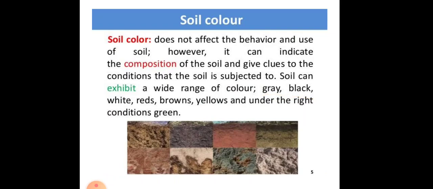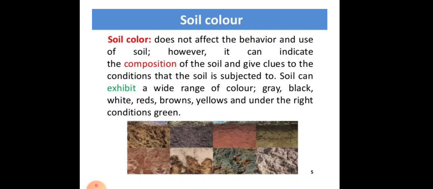Then soil color, this is also an important physical property of the soil. We know that the parent of the soil is the rocks, and the properties of the soil depend upon which type of rock it is made from. So the colors and properties are inherited from those rocks, and the color of the rocks contributes an important role in the color of the soil.